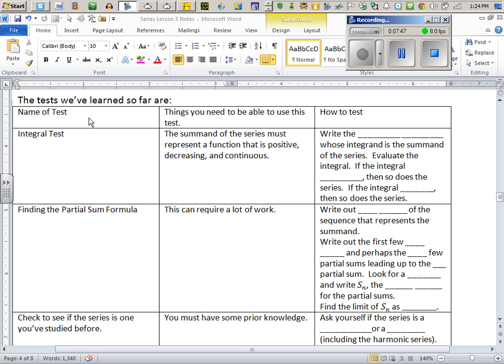Okay, so the first one is actually not the first one we learned, but the one we learned most recently: the integral test. And there are rules about the integral test. If you want to use the integral test, you need to make sure that you're dealing with a positive, decreasing, and continuous summand. Okay? So you may not use the integral test on a problem like this.